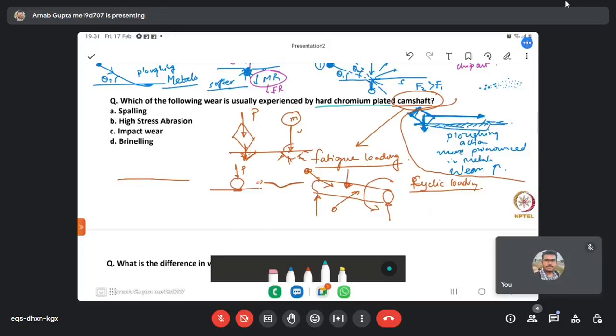So we can say that the interfacial strength of the chromium coating and the substrate steel will reduce with the number of cycles, because say this is your surface and this is your coating, right?